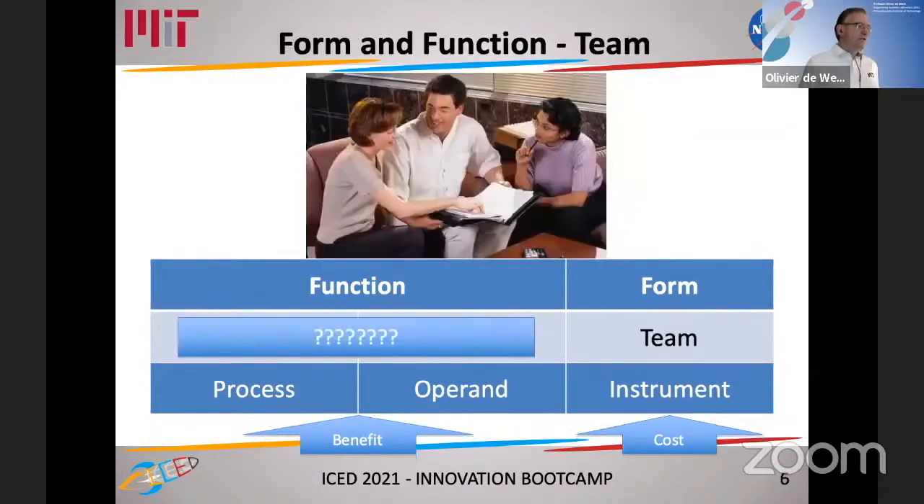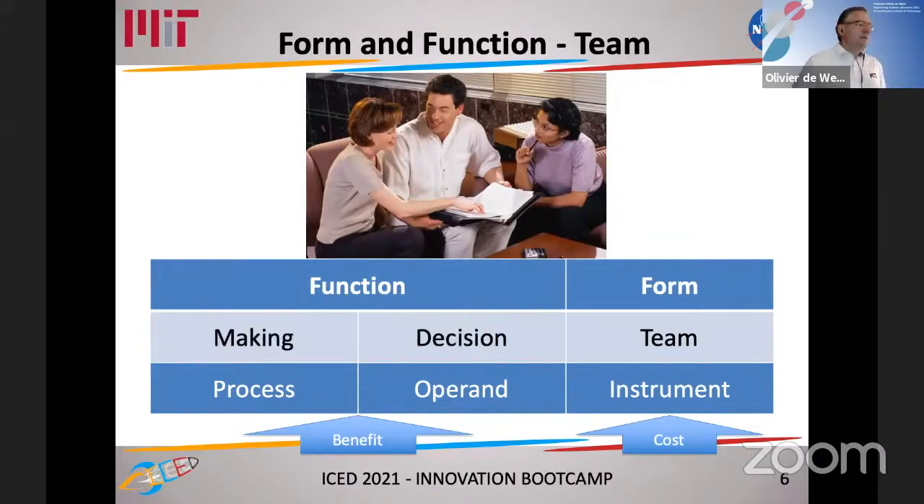Okay, here's another example. So we have a team here. There's 3 people in this team, and they're discussing something. What are they doing? What is the function of the team? Or could have different functions. But in this case, it's making a decision. So making decision is the function of a team or with a team.